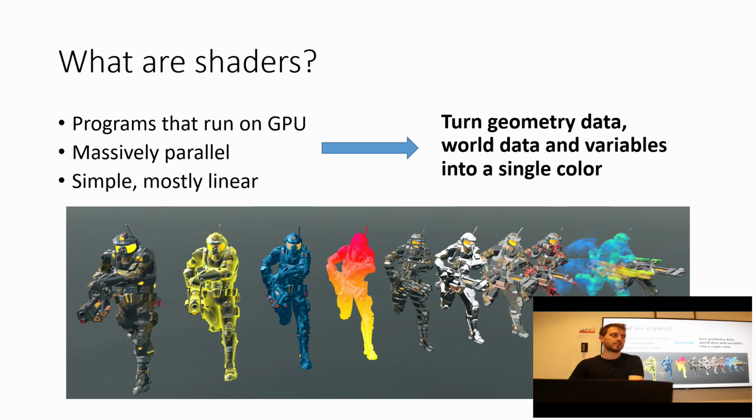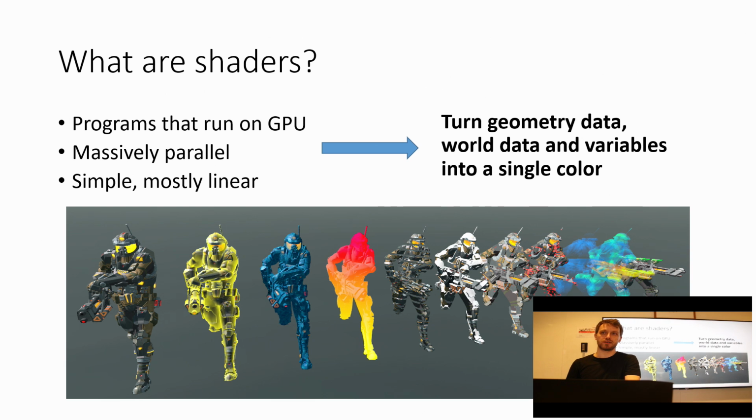So the thing is, where programs on the CPU can be very complex, with lots of branching and abstractions and reflection, and all of the nice things we have nowadays, shaders are much more primitive. They tend to be linear.